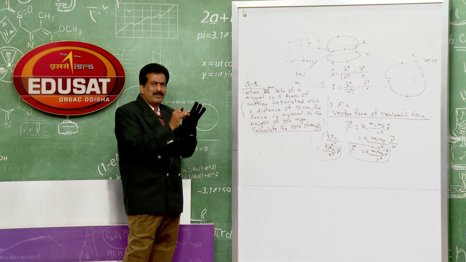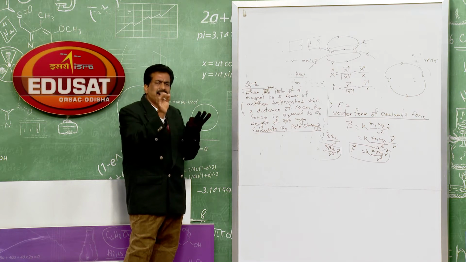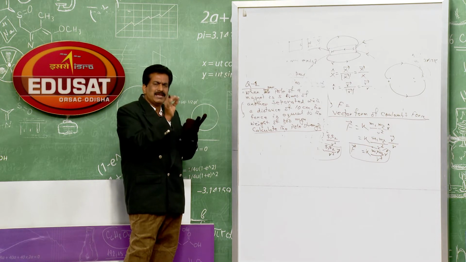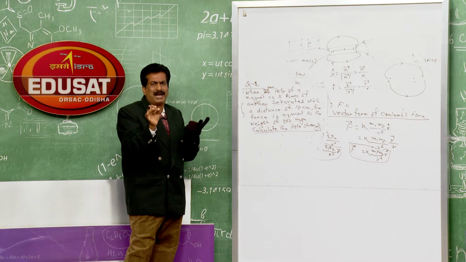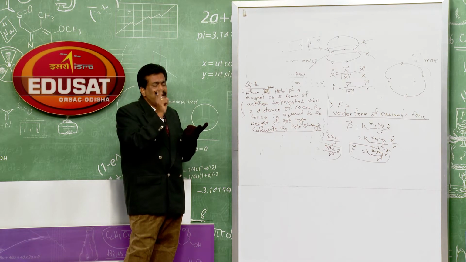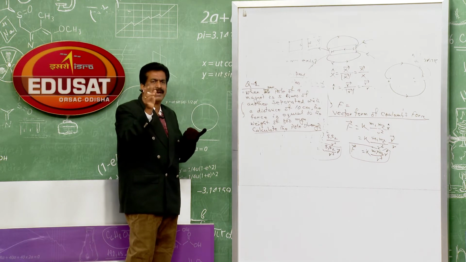Second, what is provided, you have to write. Third, what is being asked, you have to write. Fourth, each and every given data must be in the same unit, you have to keep that in mind. Each and every data should be of the same unit. And the fifth one is to put the formula and get the answer.